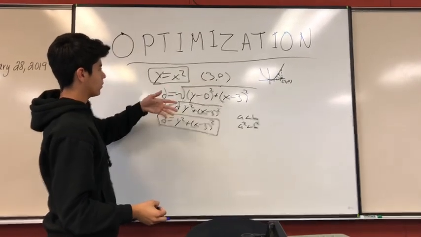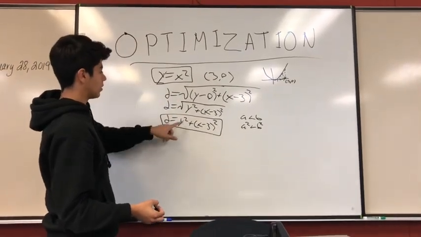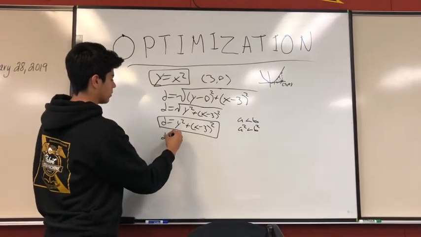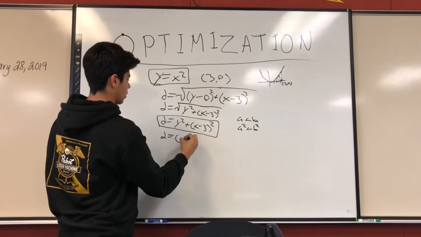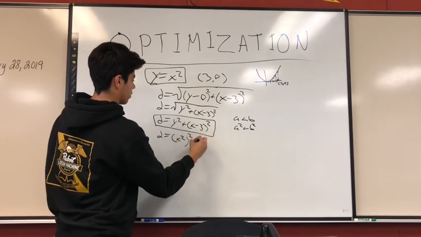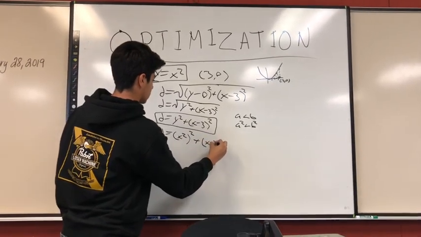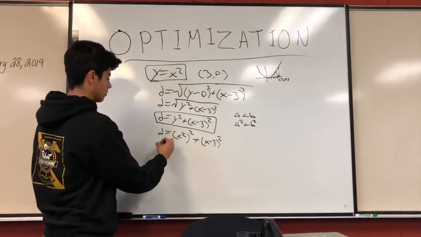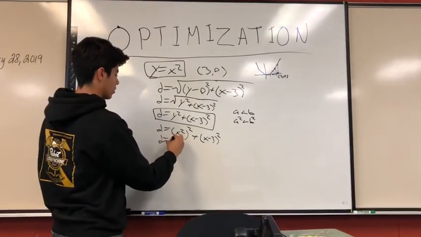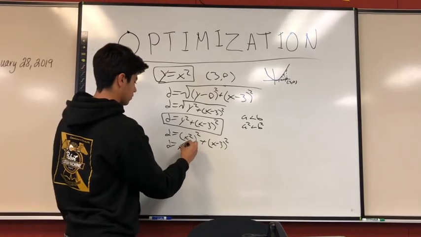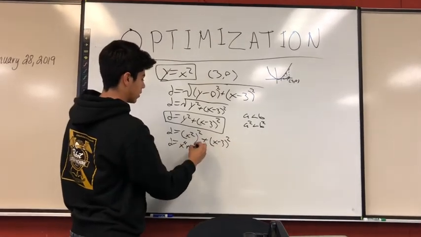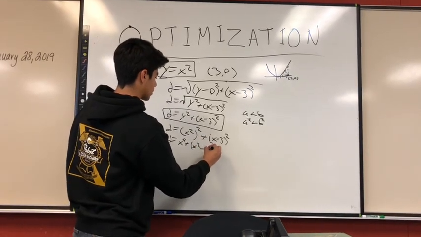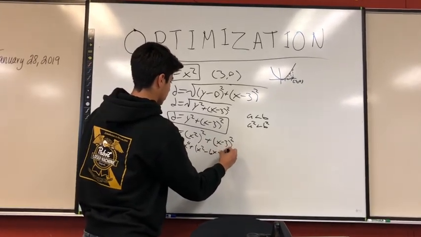So I want to get rid of a variable. I'm going to go ahead and get rid of this y here. So y, we know that y is equal to x squared. So I'm going to rewrite this. D equals x squared squared plus (x minus 3) squared. And I'm going to expand this. D equals x to the 4th plus, this is (x minus 3) squared, so I'm going to have x squared minus 6x plus 9.